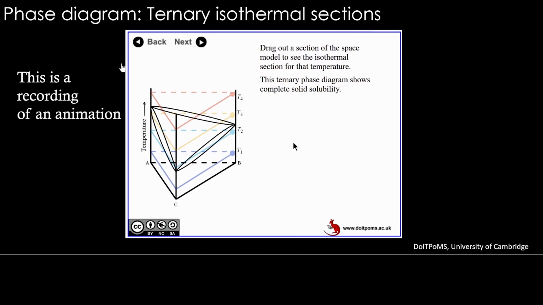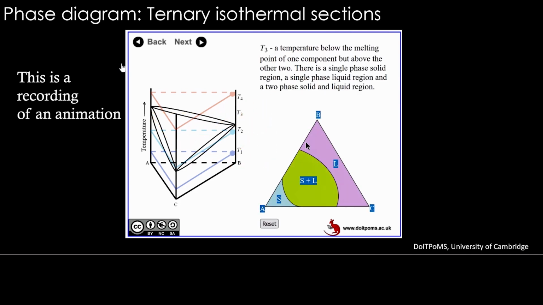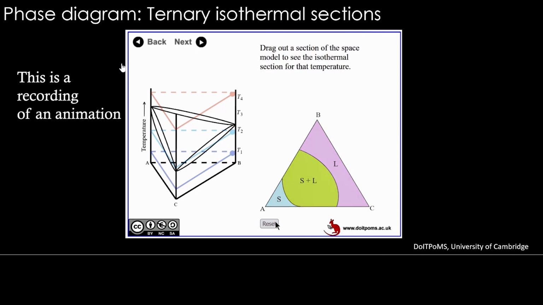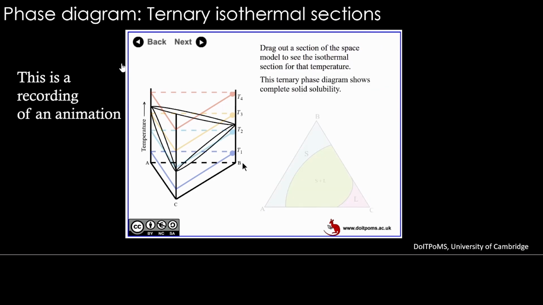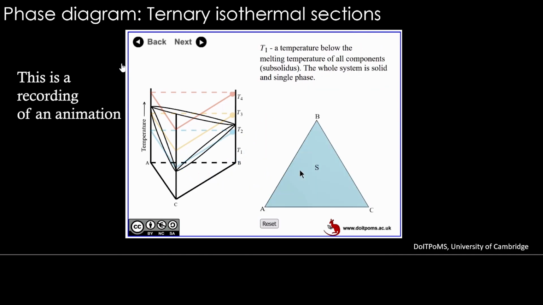Let's say we drag out one of these, T3. We are getting solid, solid plus liquid, and liquid. Three different regions are there at T3. And if we click reset and drag out the other temperature, T2, here also we see the solid, solid plus liquid, and liquid regions. Okay, so at T1, a very low temperature, we see it is completely solid.